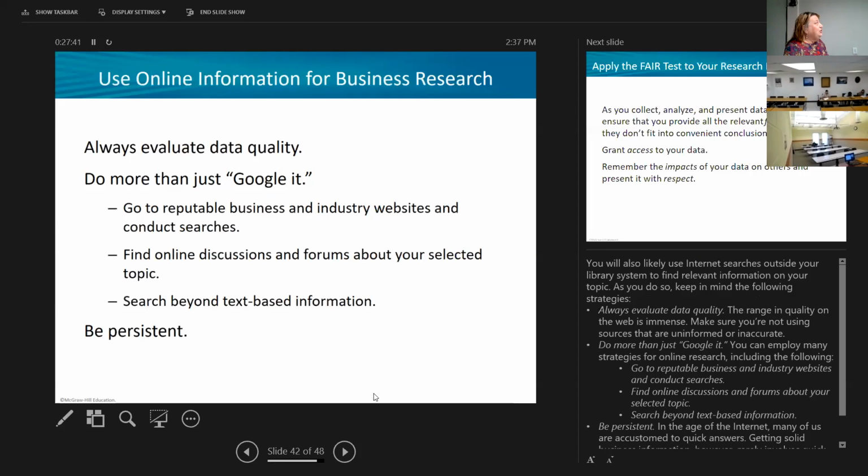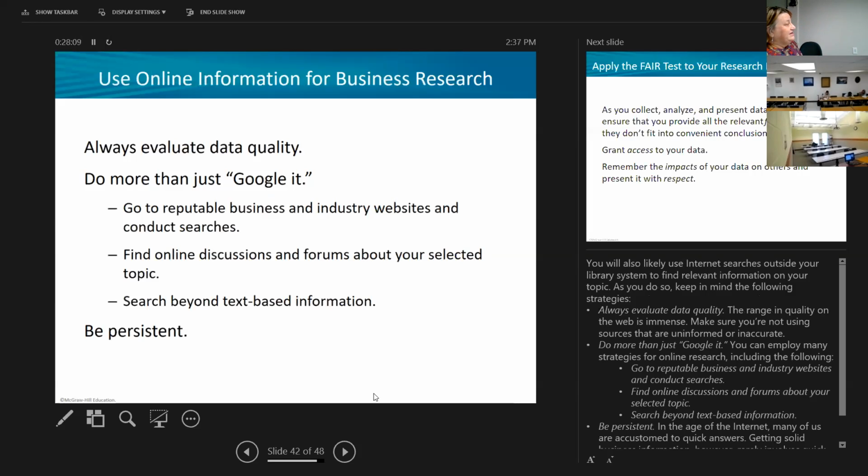Again, evaluate your data quality. Now, just because you saw it doesn't mean that it's correct. And do more than just Google it. I love Google. I don't think there's a day that goes by that I don't Google something. But just Googling things is not going to always give you reliable, high quality data. So go to business and industry websites and do some other searches.